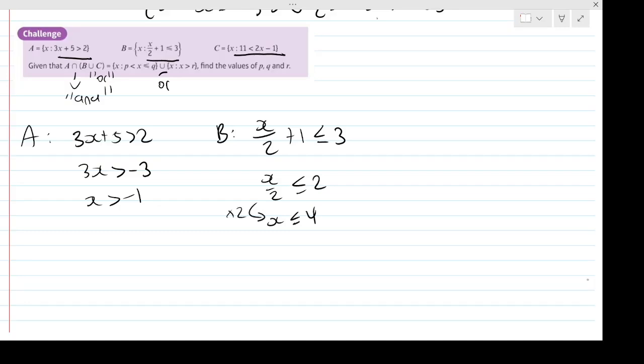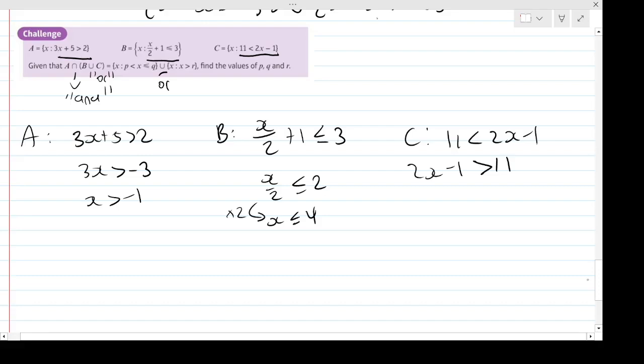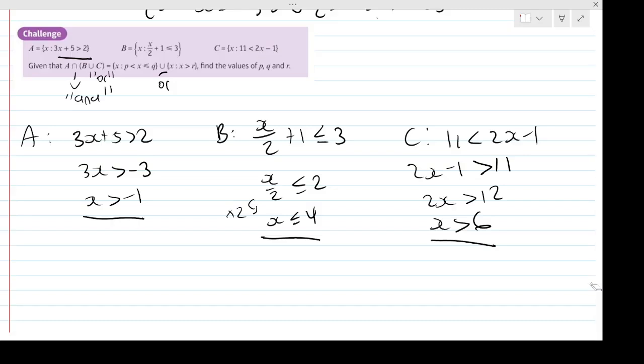Okay, cool. Then for C, again, this is just an inequality. It's a fancy way of dressing up an inequality. So we can just get the inequality out. So 11 is less than 2x minus 1. I'm going to flip the sides because I want the 2x on the left, personal preference. So 2x minus 1 is greater than 11. Then 2x is greater than 12, so x is greater than 6. Okay, so these are the three results: x greater than minus 1, x less than or equal to 4, x greater than 6. I can probably then use that.